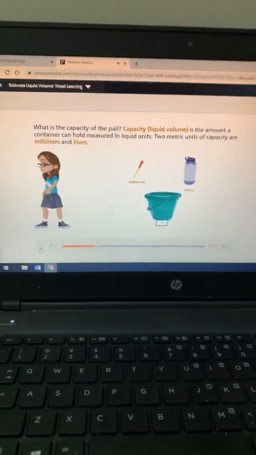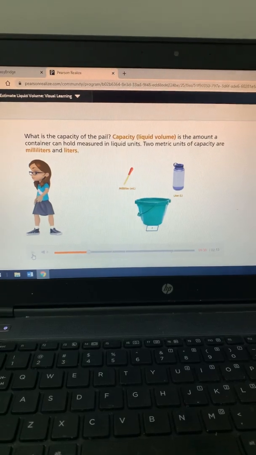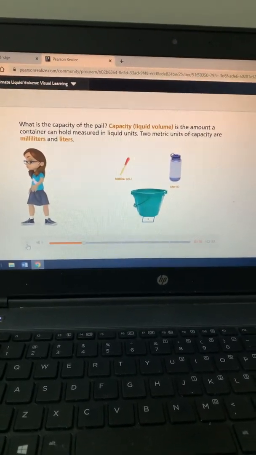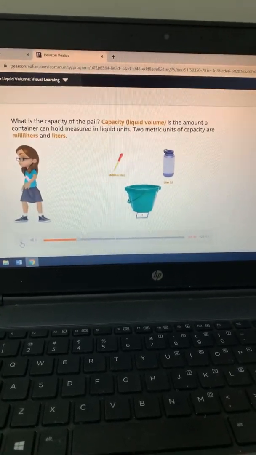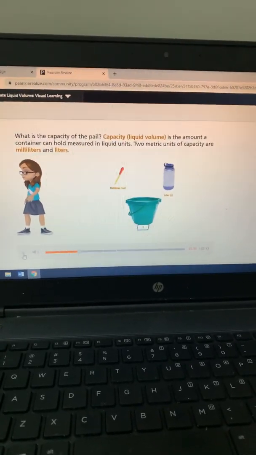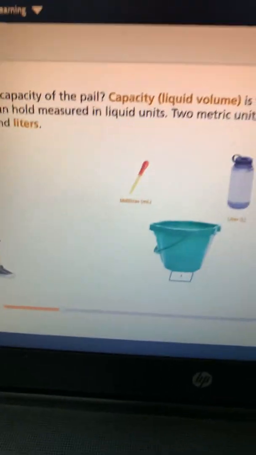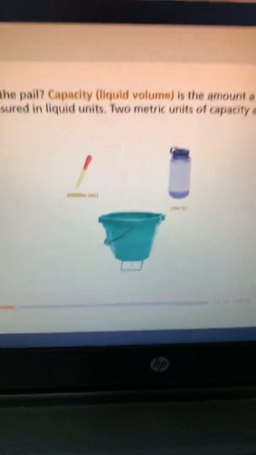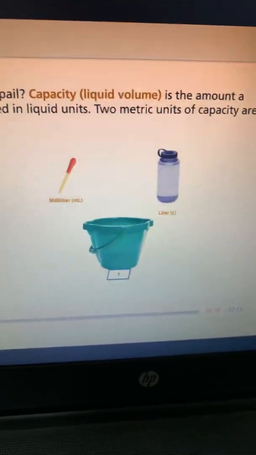All right, so let's pause there for a second. Liquid volume means how much a container can hold of a certain liquid, of any liquid, really. So it could be gas, could be water, could be milk, could be paint. How much volume is how much liquid is in a container. By looking at this, you can see that a liter is way bigger than a milliliter. Keep that in mind. Milliliter is mL, that's short for milliliter, and L is short for liter.